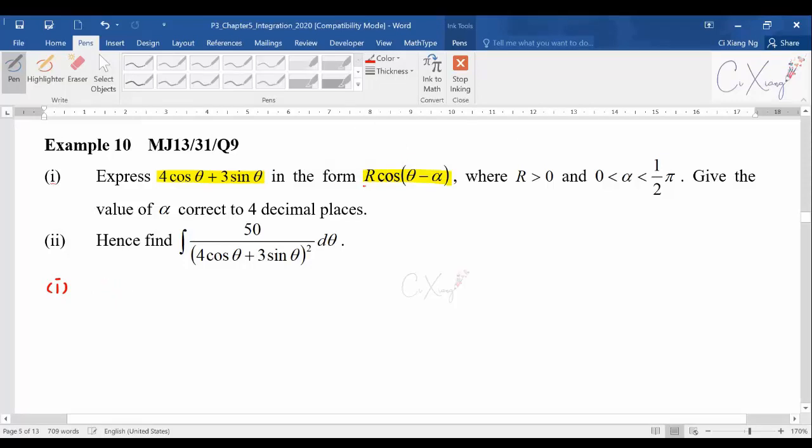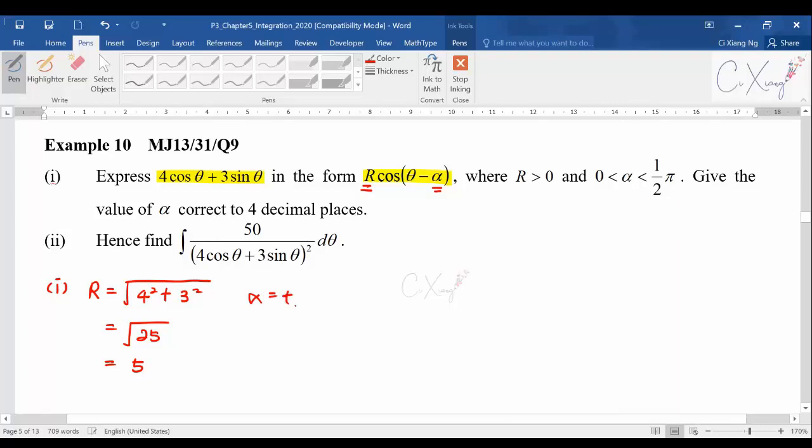So to get the value for R and also to get the value for alpha, you just need to apply the formula. So R is equal to the square root of 4 squared plus 3 squared, then you have the square root of 25, and you get R which is equal to 5.